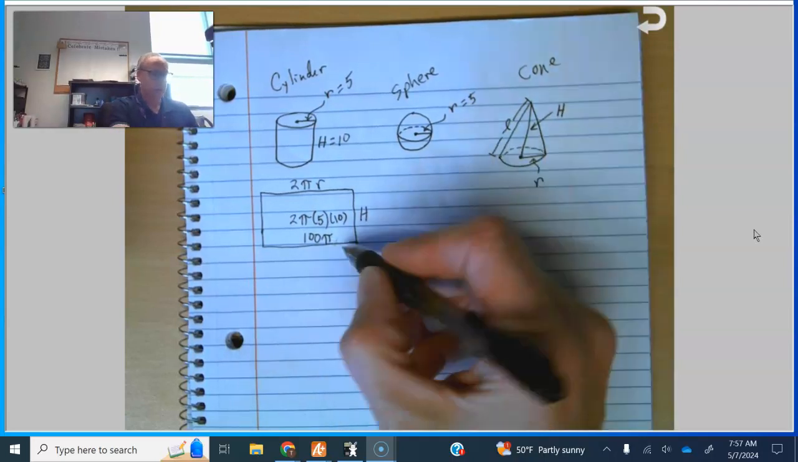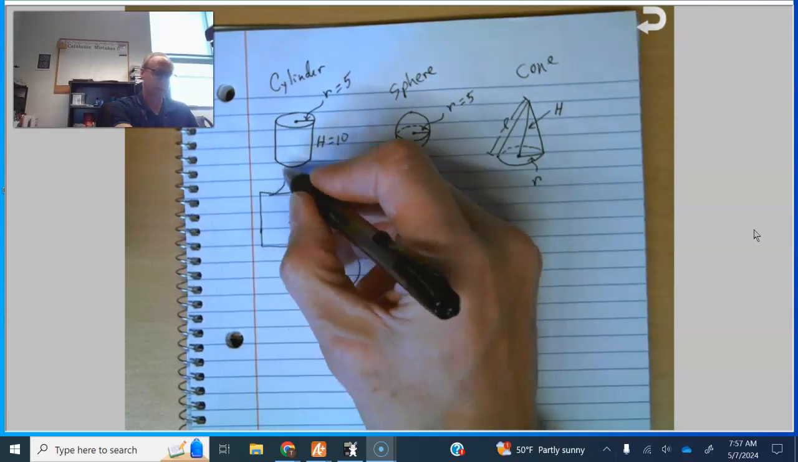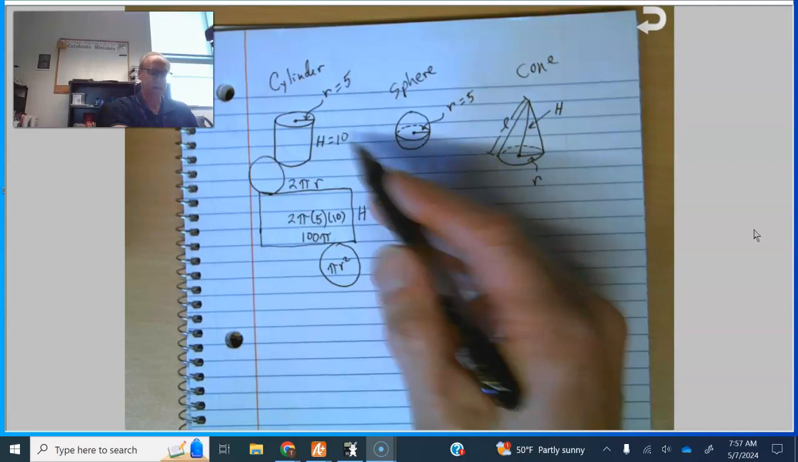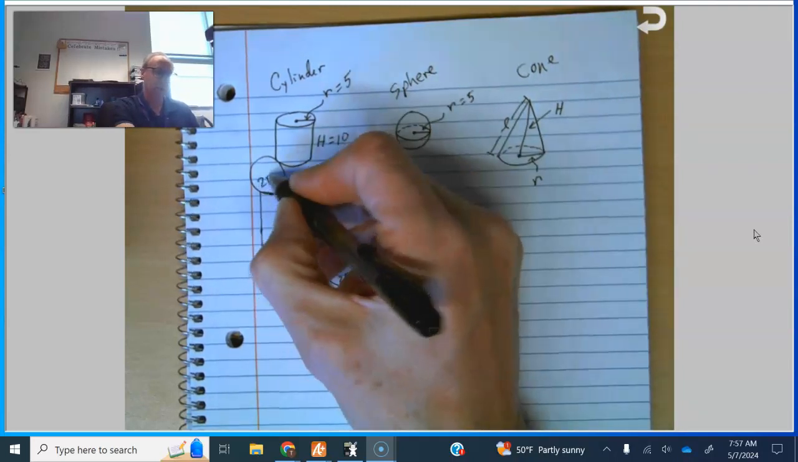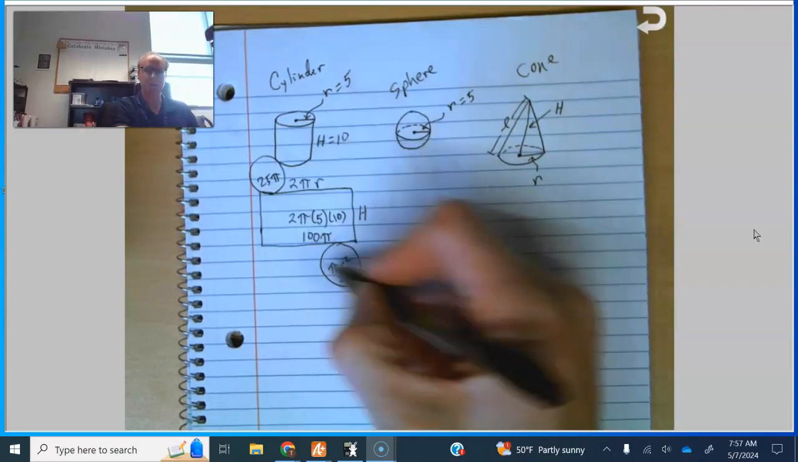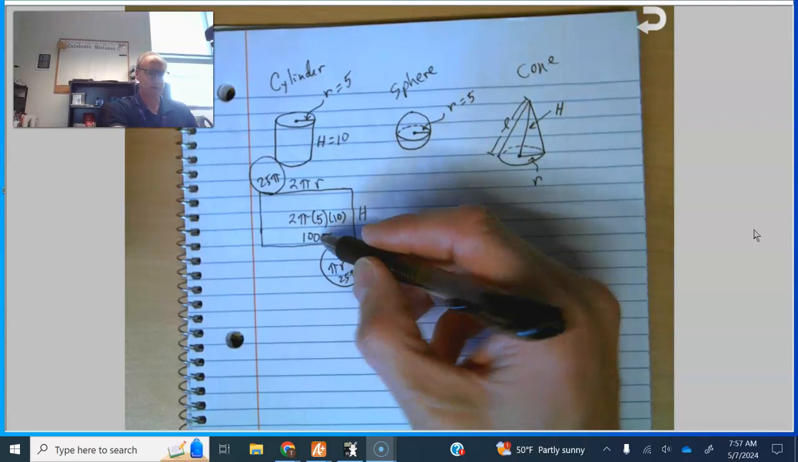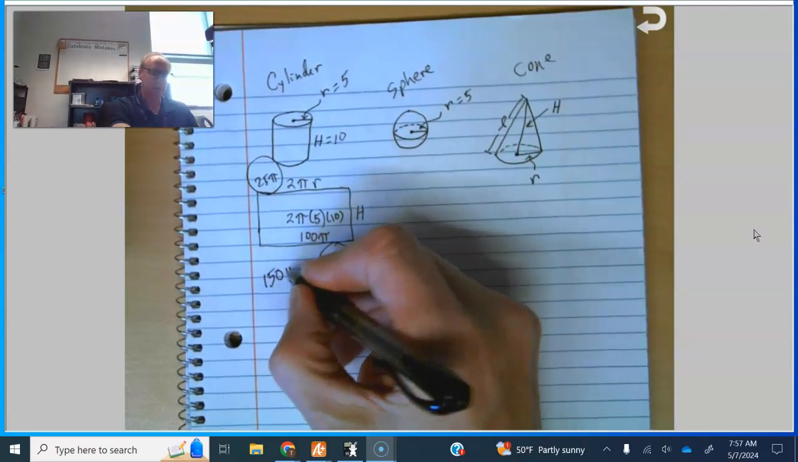Not too hard. We also have a top and a bottom. We call these our bases, and they are pi r squared, in this case 25 pi and 25 pi, and our total surface area is the sum of everything. So 100 pi plus 25 pi plus 25 pi makes 150 pi.